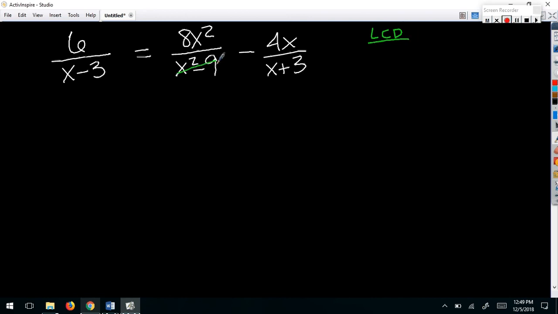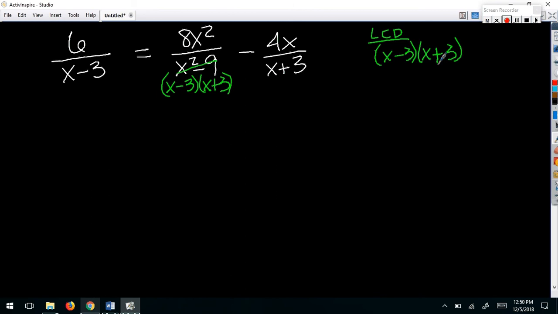What do you see there that can be factored? X squared minus 9. How does it factor? X minus 3, X plus 3. Ooh, y'all on fire. All right. So now, what's the LCD? X minus 3, X plus 3. Right? All right, so give everybody what they need to have the same bottom.